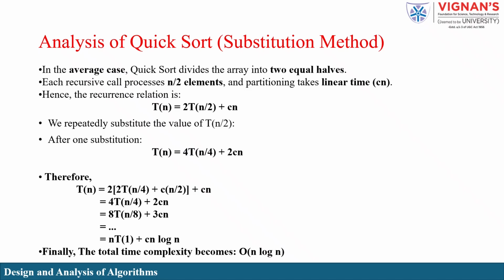In the average case, Quicksort divides the array into 2 equal halves. Each recursive call processes n by 2 elements, and the partition step takes linear time. This gives the recurrence relation T of n equals T of n by 2 plus Cn. By repeatedly substituting the recurrence relation, we obtain T of n equals big O of n log n. Hence, the average case time complexity of Quicksort is big O of n log n.